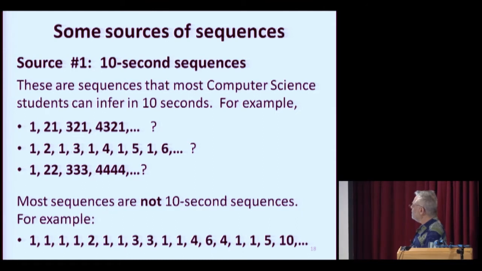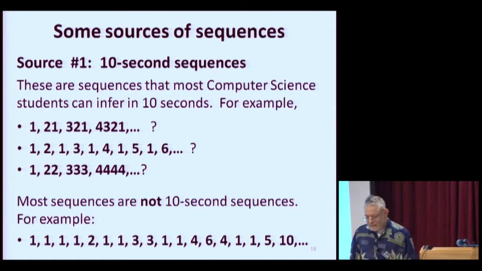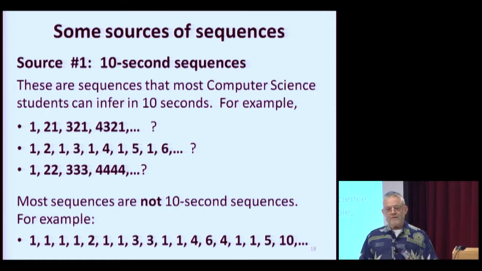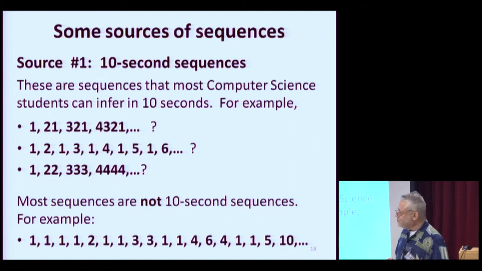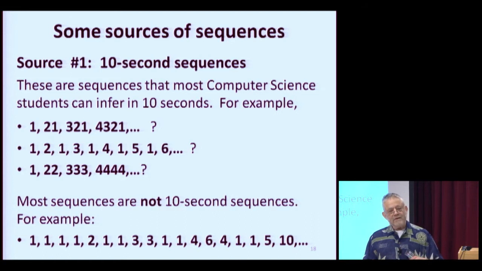Where am I here? Oh yeah. About 30 years ago, I had a graduate student, Dana Angluin, and she and I would go around trying to figure out what sequences graduate students in computer science can infer in 10 seconds. I called them 10-second sequences.